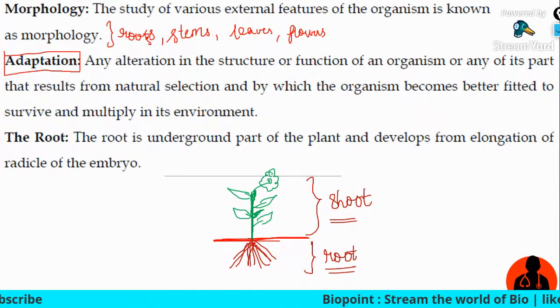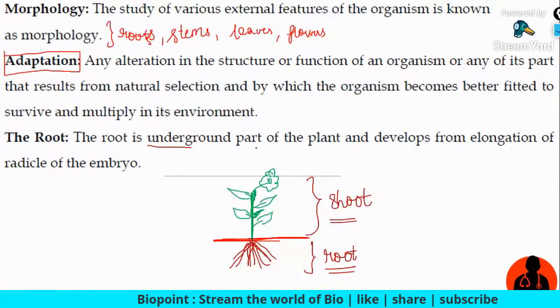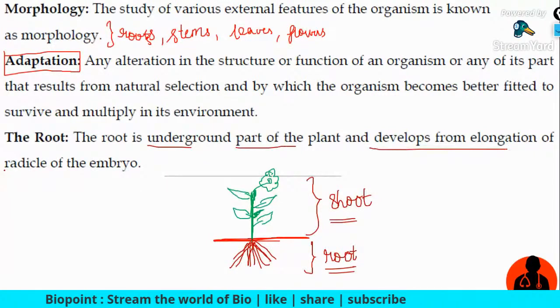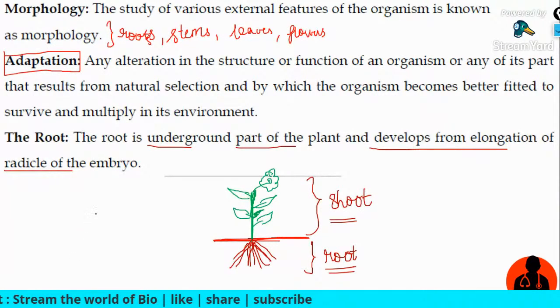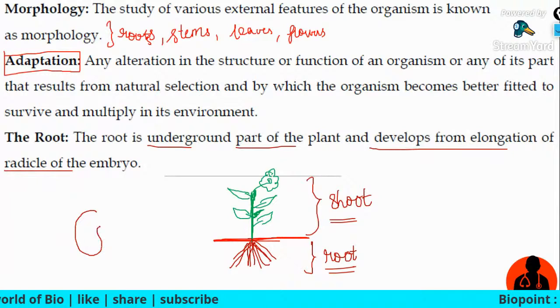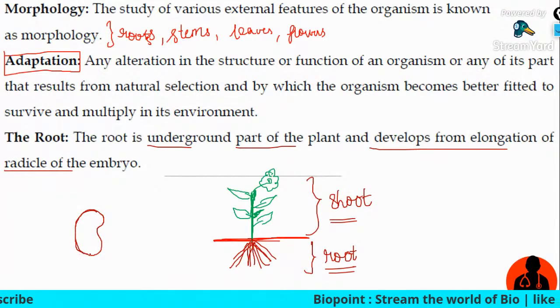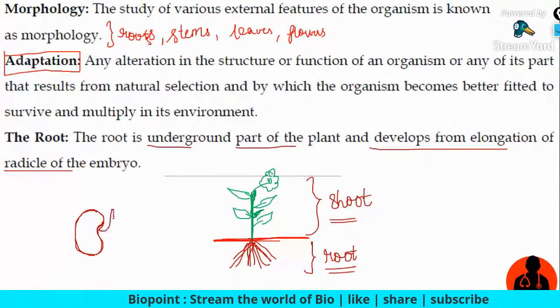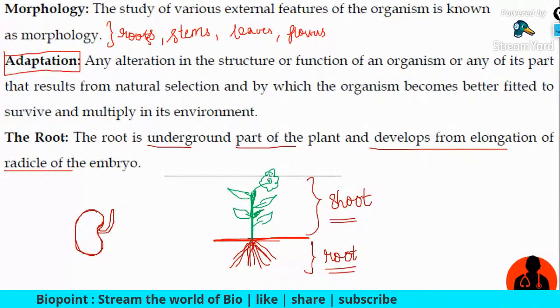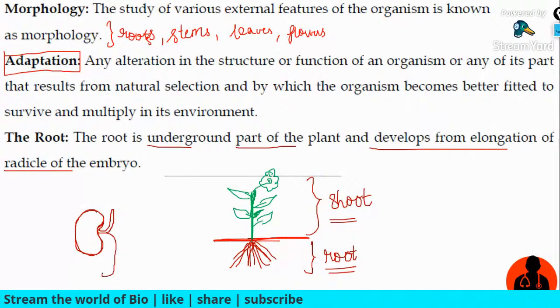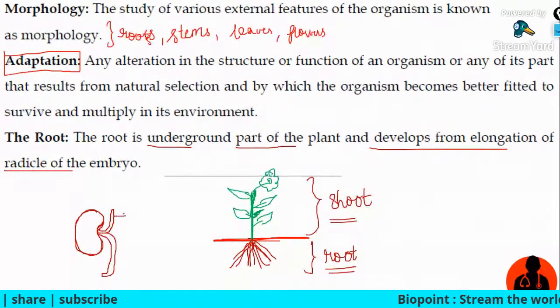Clear? Yes. So root is the underground part of a plant that develops from elongation of the radicle of the embryo. In your class 11th, you might have already discussed one particular seed-like structure, in which a small portion outgrows like this and another outgrowth grows like this, right? So this top portion is called the plumule.